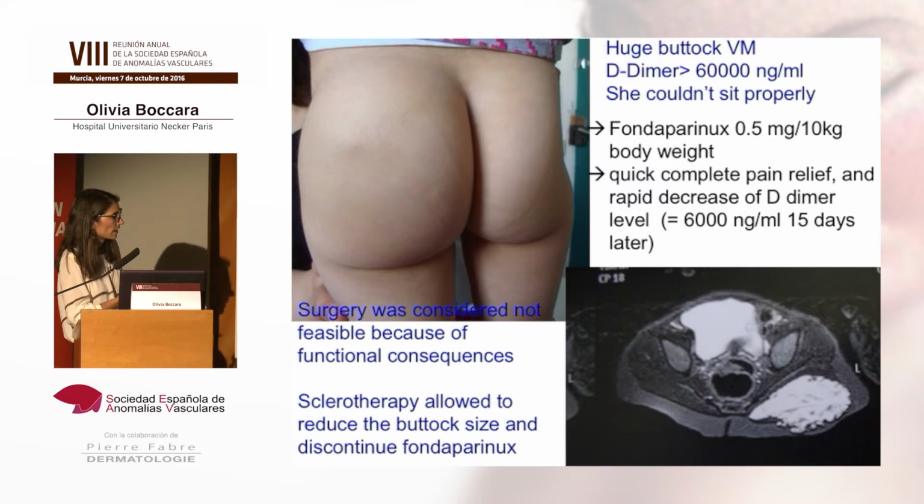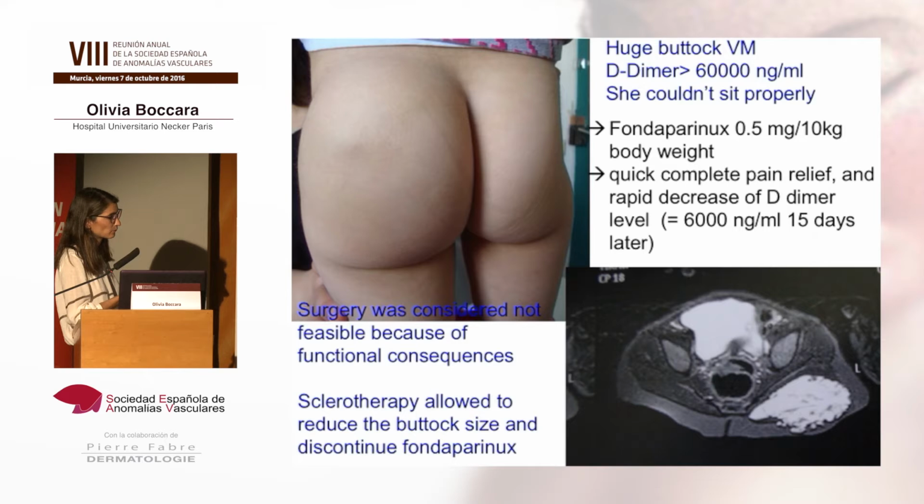This second little girl has a huge venous malformation on the buttock. She had more than 60,000 nanograms per milliliter D-dimer, and at the age of 1 year she couldn't sit properly. We gave her fondaparinux, and it was like a miracle. She could sit 1 or 2 days after treatment was started.